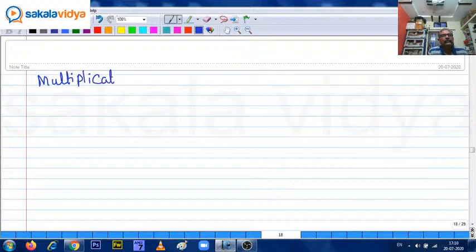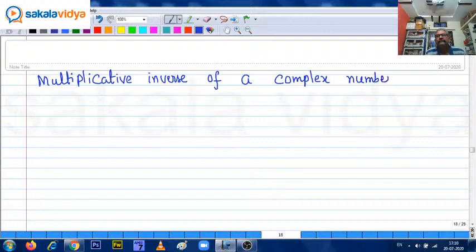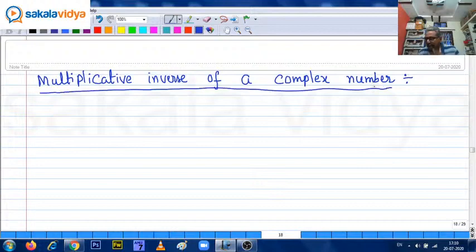Now, multiplicative inverse of a complex number. Multiplicative inverse of a complex number.